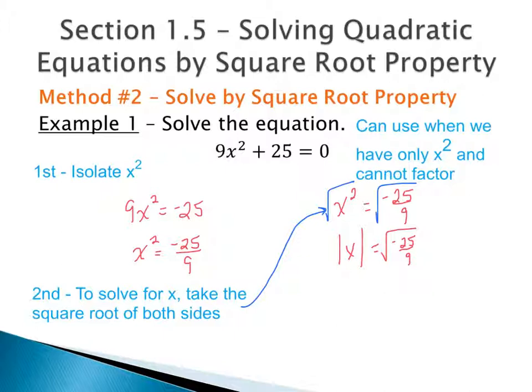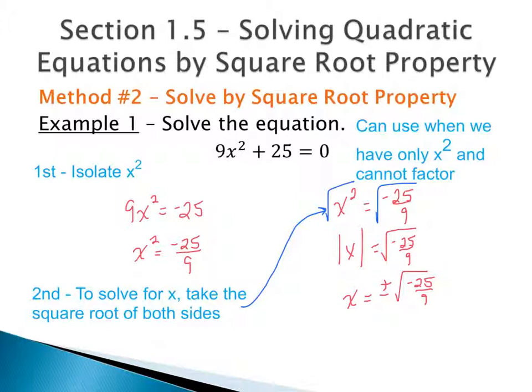Well, why this is important is because we actually have more than one solution. The absolute value of x is saying that we're going to equal the square root of negative 25 over 9. Well, inside the absolute value, that x can either be positive or negative. So I can say that the absolute value of x rewritten would just be x equal to a plus or minus square root of negative 25 over 9.